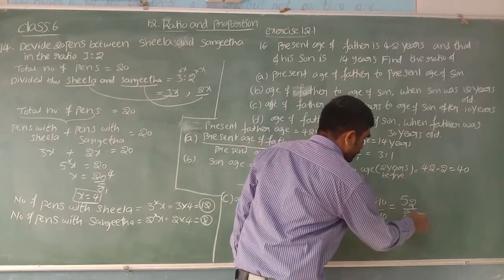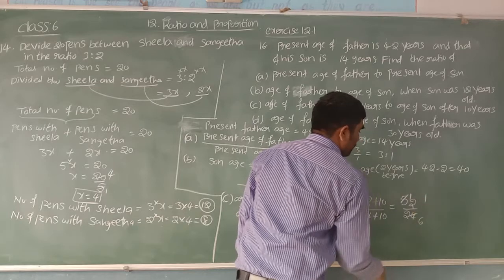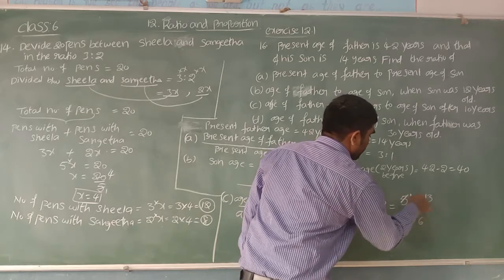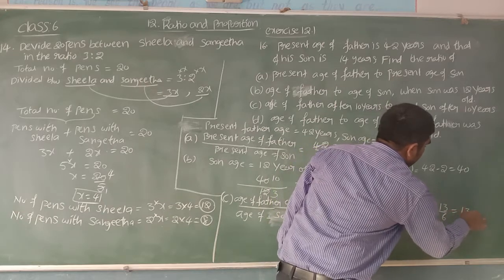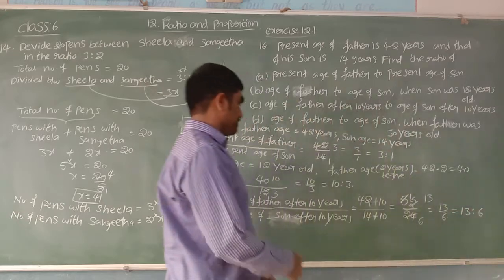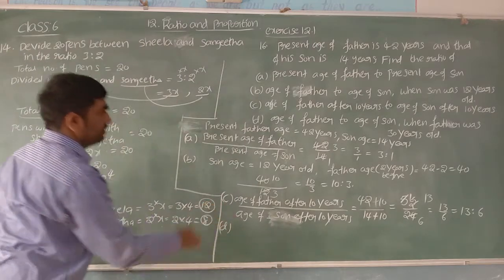You go with 4 table. 4 6s are 24. 4 1s are 4, 1 left. 4 3s are 12. I got here 13 by 6. The ratio is 13 is to 6. Now we can go for the last one, D bit.